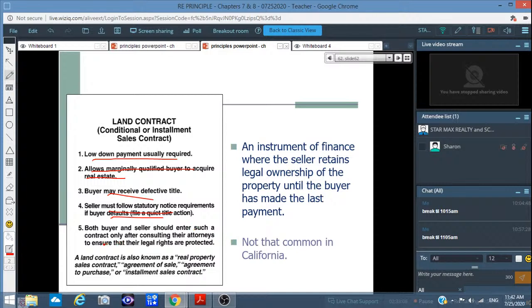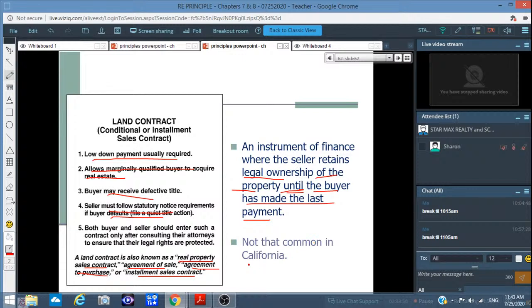consulting their attorney to ensure their legal rights are protected. 这种协议的话，不清不楚的，OK，所以呢最好要律师帮你们去操作这类的。A land contract is also known as 其他名字，OK，real property sales contract, agreement of sale, agreement to purchase, or installment sale contract. 它很多名称的，an instrument of finance where the seller retain legal ownership of the property until the buyer has made the last payment, or they pay 100%.